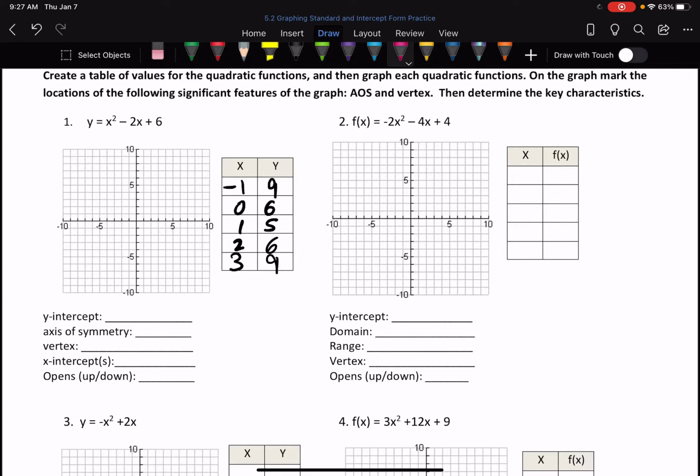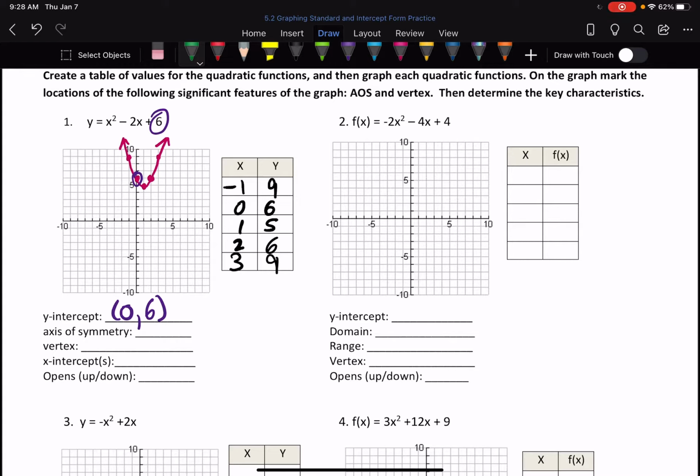So at -1, y equals 9. Where x is 0, y is 6. Where x is 1, y is 5. Where x is 2, y is 6. Where x is 3, y is 9. So we've got our parabola here. Notice that our y-intercept should be the same value as our c. So in this case, where x equals 0, y equals 6.